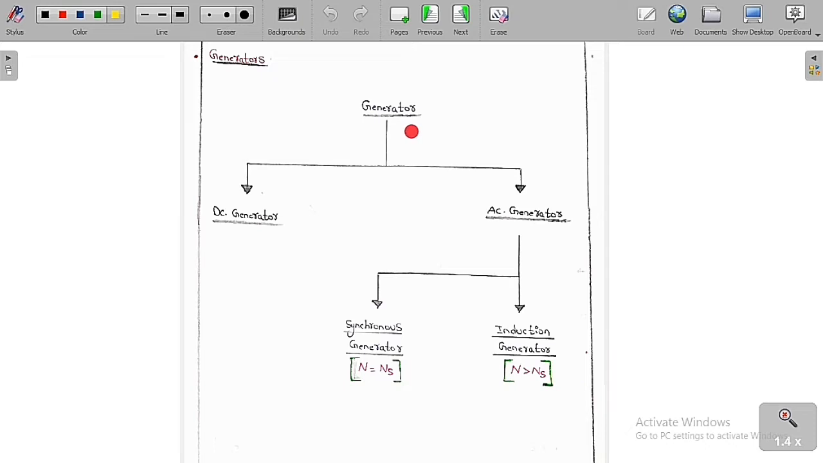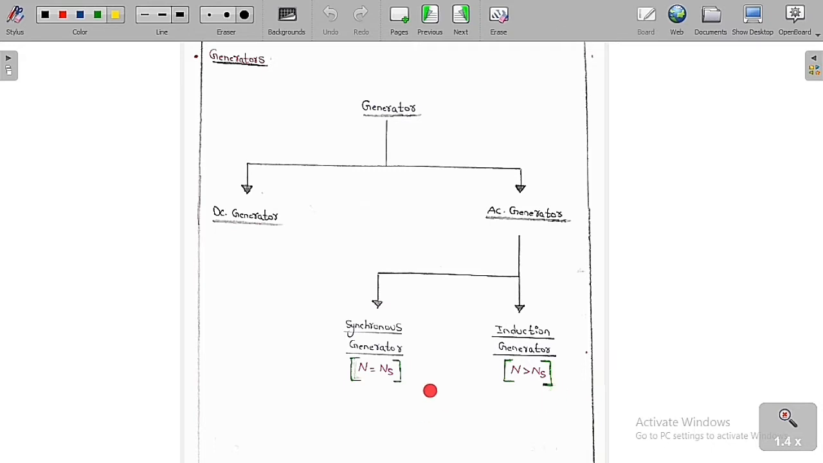So we can see clearly that generators are classified into two types based on the output nature. If the output is DC in nature, we call it a DC generator, and if the output is AC in nature, it is called an AC generator. The AC output can be produced by two types of generators. In the synchronous generator, the rotor speed is always equal to synchronous speed, whereas in the induction generator, the rotor speed should always be greater than synchronous speed. Then only the induction machine is going to operate in the generating mode, and we are going to get the output voltage in AC format.